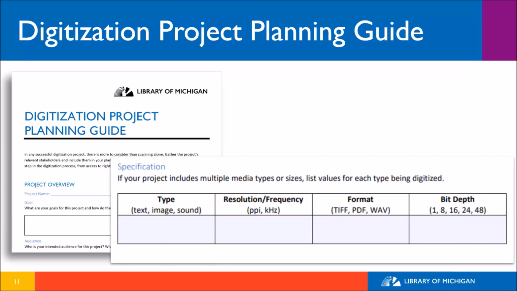A helpful tool for documenting these decisions is the Digitization Project Planning Guide, which walks you step by step through factors to consider when digitizing material. It has a section where you can specify the file format and specifications you'll be using for that project. And not only will your team have it and know what the target is that they're aiming for, but you'll also have something to perform quality control checks against down the workflow.